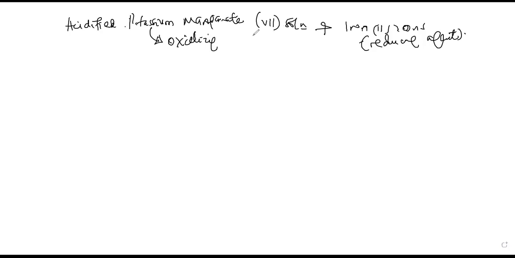I'll give you a clue of what you would expect to happen. Potassium permanganate is only acidified with sulfuric acid, not hydrochloric acid, because it's a very strong oxidizing agent that oxidizes the chloride ions in the acid to chlorine gas. Even nitric acid is not used because nitric acid itself is an oxidizing agent that would compete with the acidified potassium permanganate, which is also an oxidizing agent.